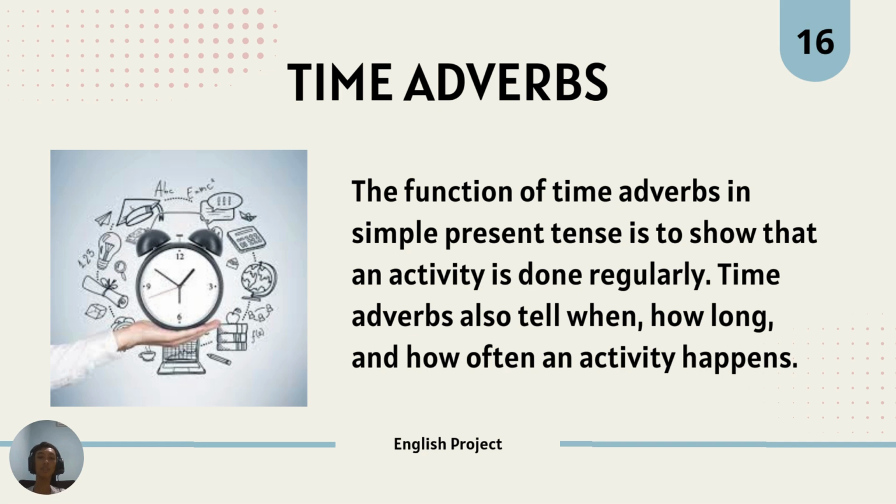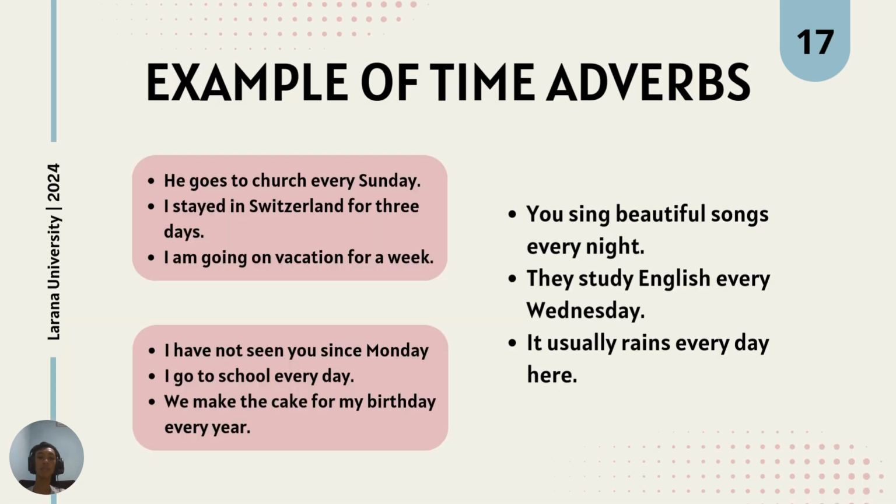Page 16, time adverbs. The function of the time adverb in simple present tense is to show that an activity is done regularly. Time adverbs also tell when, how long, and how often an activity happens. Page 17, example of time adverb.